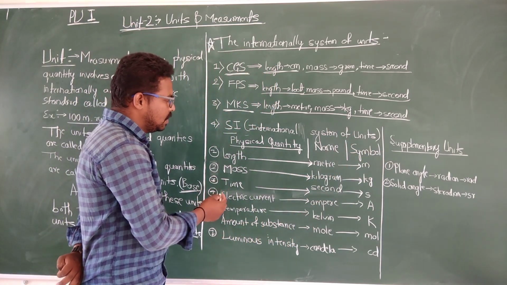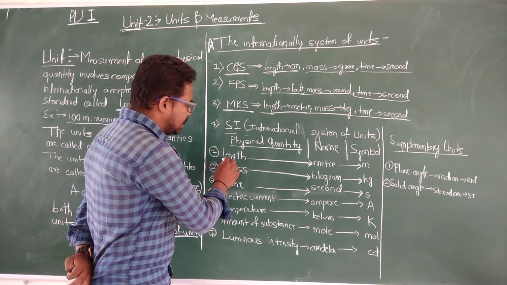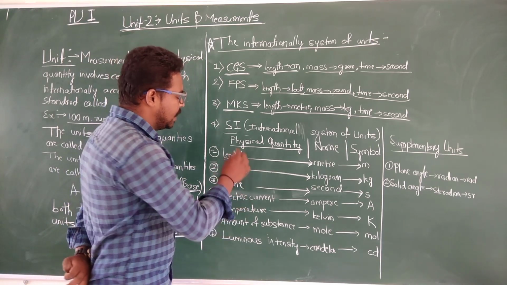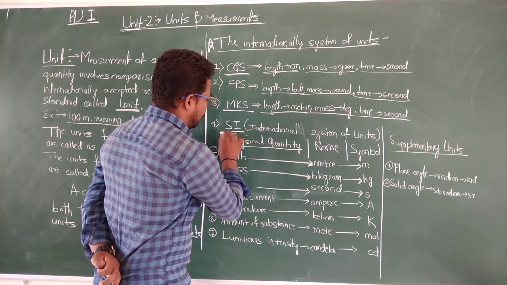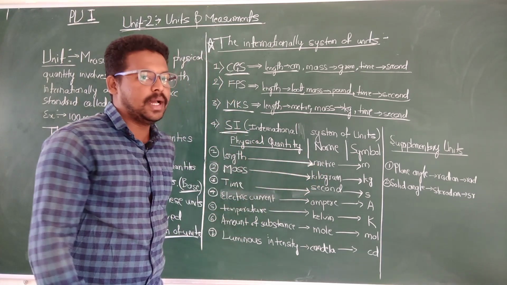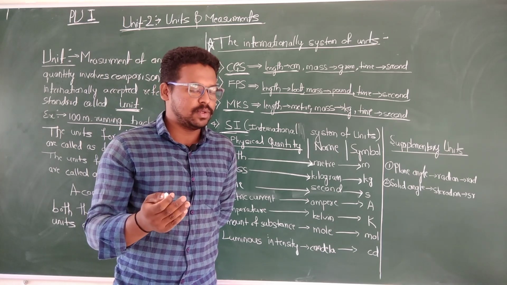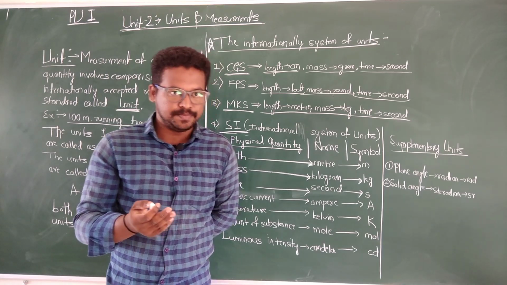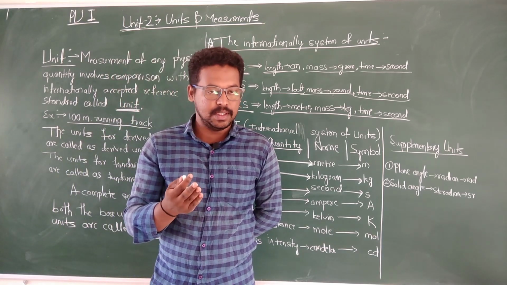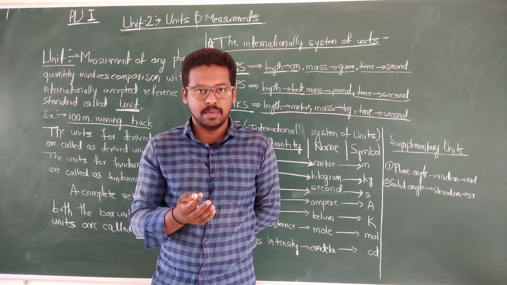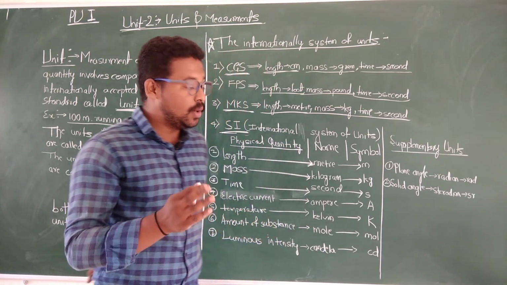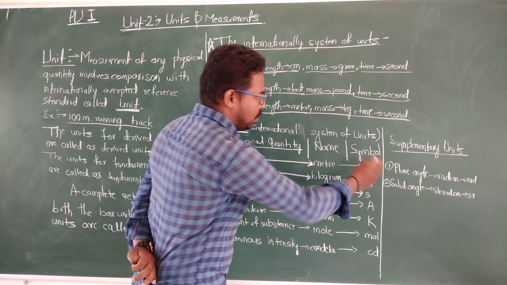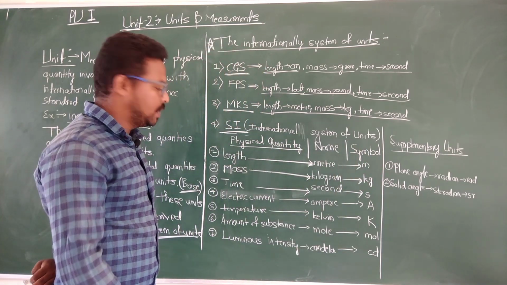Let's see what those are, one by one. Length is a physical quantity, and length is measured in meter. We are dealing with the SI unit now. Remember this one. You may be asked for a 2 marks or 3 marks question: write the SI system of units. You have to write 7 plus 2.